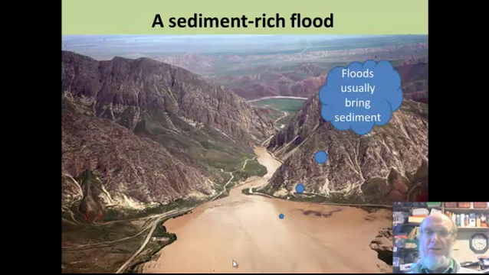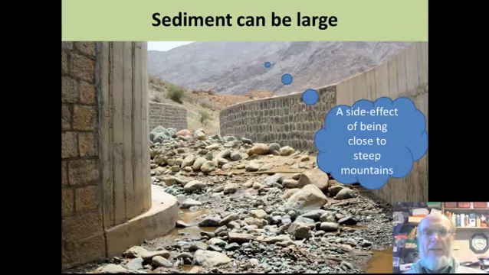Here's a nice photo of a typical flood. You can see it's lots of nice brown sediment-laden water. Sometimes that sediment can be very big. Here we have an intake very close to the mountains, and the sediment is coming down as boulders, cobbles, gravel, as well as all the smaller stuff. Managing this size of material can be very difficult.